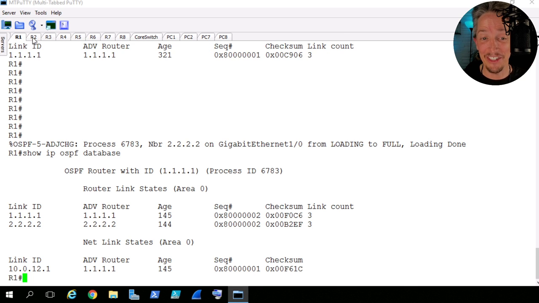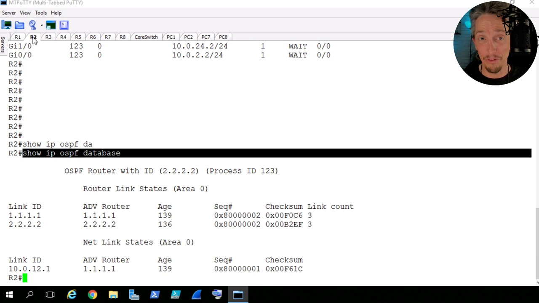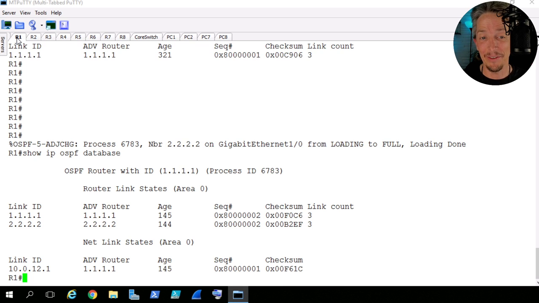We have two LSA type 1s, one from router 1, one from router 2, and we have one network LSA, which is the LSA type 2 that's being generated by R1, the designated router. And so we could take a look at those.